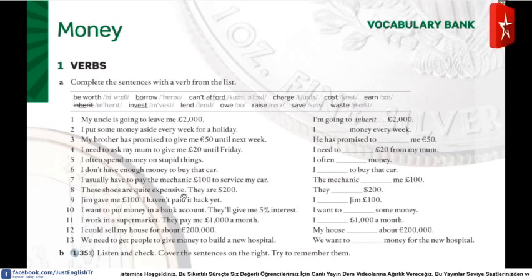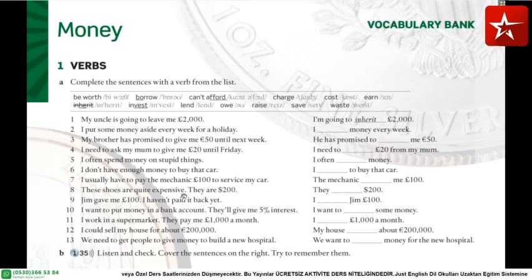Choose one of the verbs. We have already used waste. We have already used can't afford. We should use the others. So which one should we use? Okay, I'm waiting for your answers, guys.